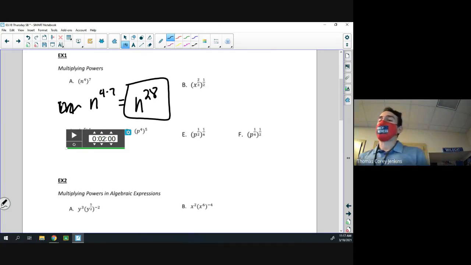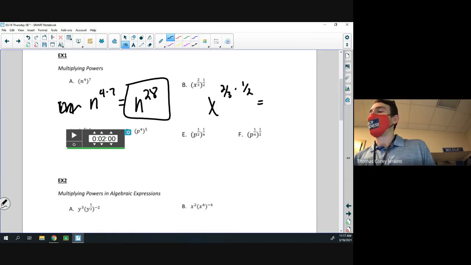All right, and there are lots of fractions in this lesson, so if you're not real comfortable with that, I suggest you use your calculator. On this one, we'd have x to the 2/3 times 1/2, which will give me x to the 1/3.